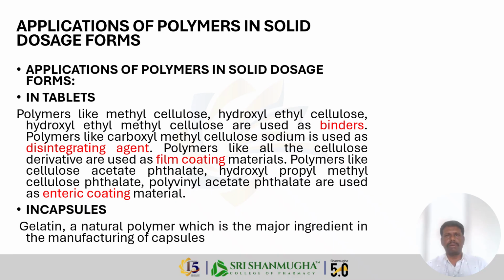Solid dosage forms means, for example, tablets and capsules. In tablets, the polymers act as binders, disintegrating agents, film coating materials, and enteric coating materials. You know very well the purpose of using these types of excipients in tablet preparation. In capsules, gelatin, a natural polymer, is the primary shell material. Each polymer serves a specific functional role in solid dosage forms.